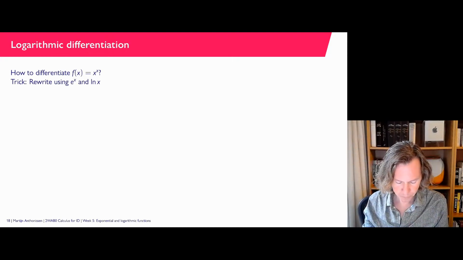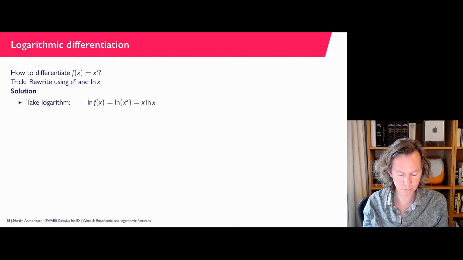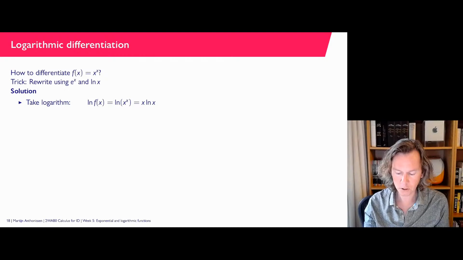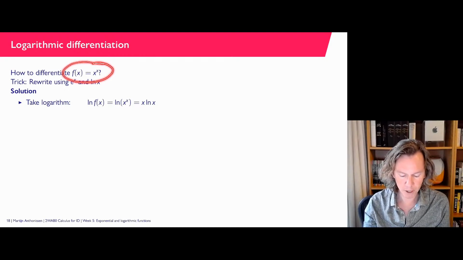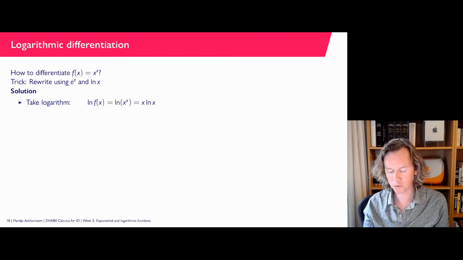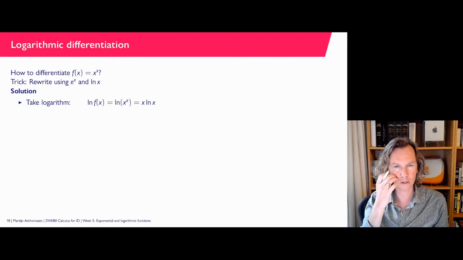So what we do is we rewrite this expression using e to the power x and ln x. So I am going to take the logarithm on both sides of the equation. So I have this f(x) is x to the power x. And I'm going to take the logarithm, the ln, on both sides of the equation. So on the left I have the ln f(x). And on the right, and that's basically the reason I'm doing this, is ln of x to the power x. And we have seen that you can get rid of this exponent. You can write it in front of the ln. So it's x times ln x.